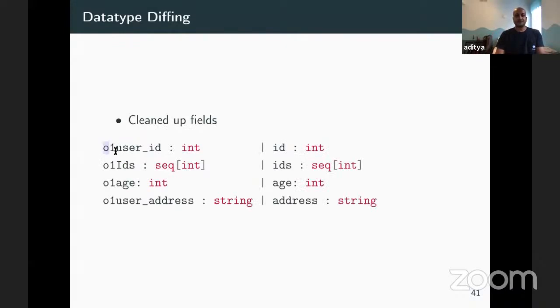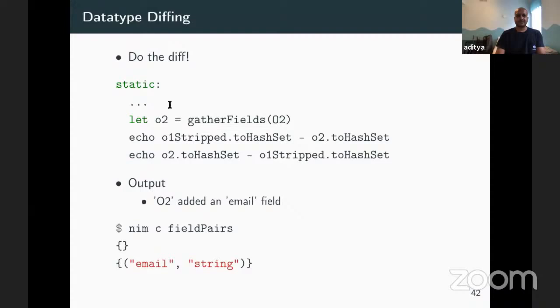So here are the cleaned up fields. So O1 user underscore ID is just ID, and we've cleaned up IDs to just IDs, and user underscore address to just address. Right? So now we have some data that we can compare. So now we gather fields of the other type, O2.